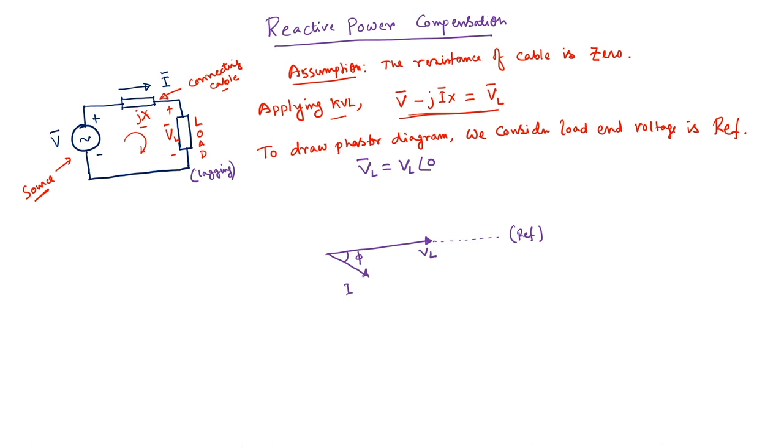From these two, we can find the phasor of the source voltage. How can we find it? From this equation we can write capital V, the voltage at the source, equal to VL plus j I X, where j I X is the voltage drop due to the connecting cable. Now where will be the location of j I X? If this is the I phasor, when you multiply by the j operator, j I phasor will be 90 degrees leading with respect to I. This is somewhat known to you. So the j I X phasor will be somewhat in this direction.